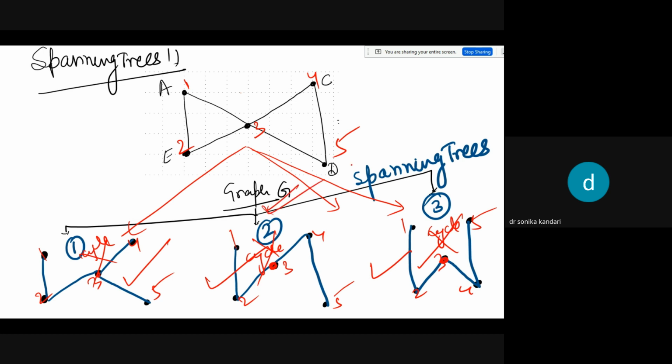Is it clear? Can you draw any other spanning tree? Can you draw any other spanning tree? How?